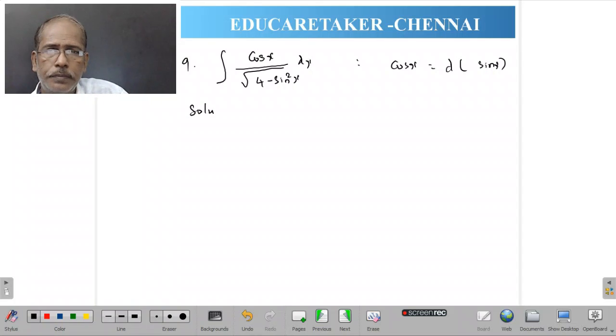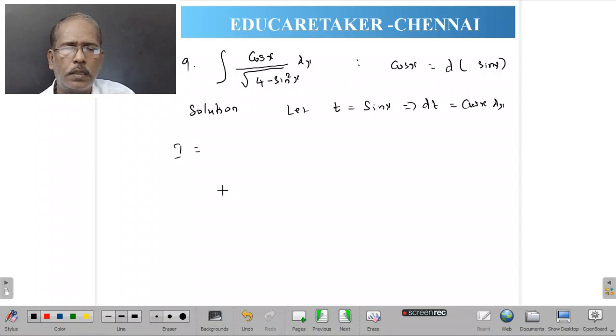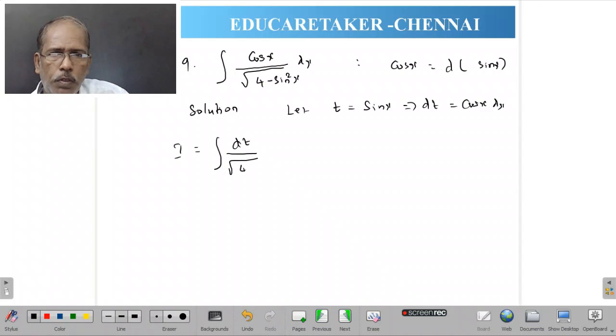Solution: let t be taken as sin x, so that the differential of t will be equal to cos x dx. Differential of sin x is cos x dx. Now we can convert the given integral in terms of the newly introduced variable t. Then cos x dx is replaced by dt, and root of 4 minus t square.